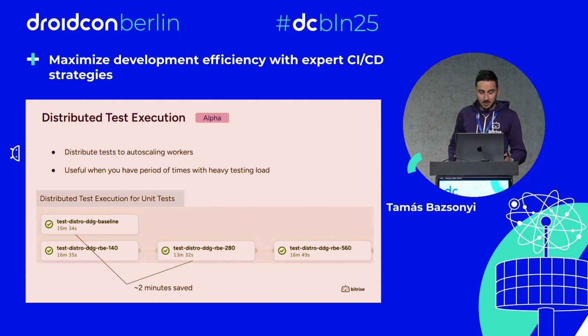Yeah, and we can quickly look at distributed test executions as well. In this case, we are basically allowing the tests to be run on multiple machines at the same time. And you can see that roughly 2 minutes were saved because of the distributed test execution.